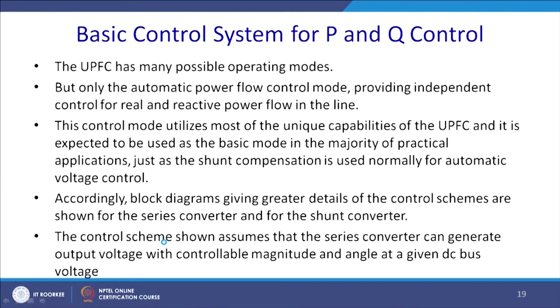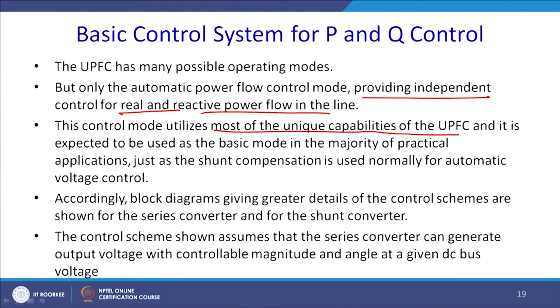Now, let us discuss the basic control systems for the PQ control, how you do it. We shall first discuss it, thereafter we will show you the control technique. The UPFC has many operating modes that we have already mentioned, but only the automatic power flow mode of control provides independent control of real and reactive power flow in the line. So, independently you can control P and Q. This control mode utilizes most of the unique capabilities of the UPFC, and it is expected to be used as a basic mode in the majority of practical applications, such that shunt compensation is used normally for automatic voltage control.